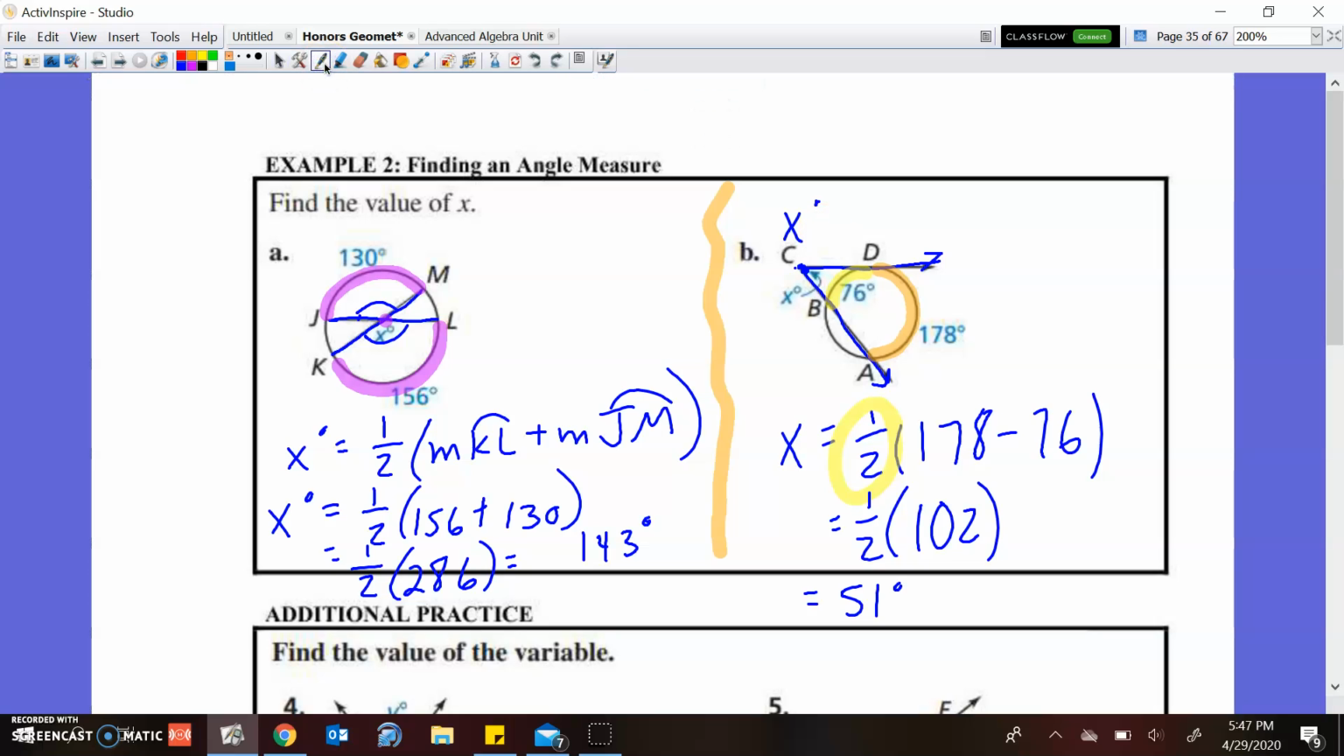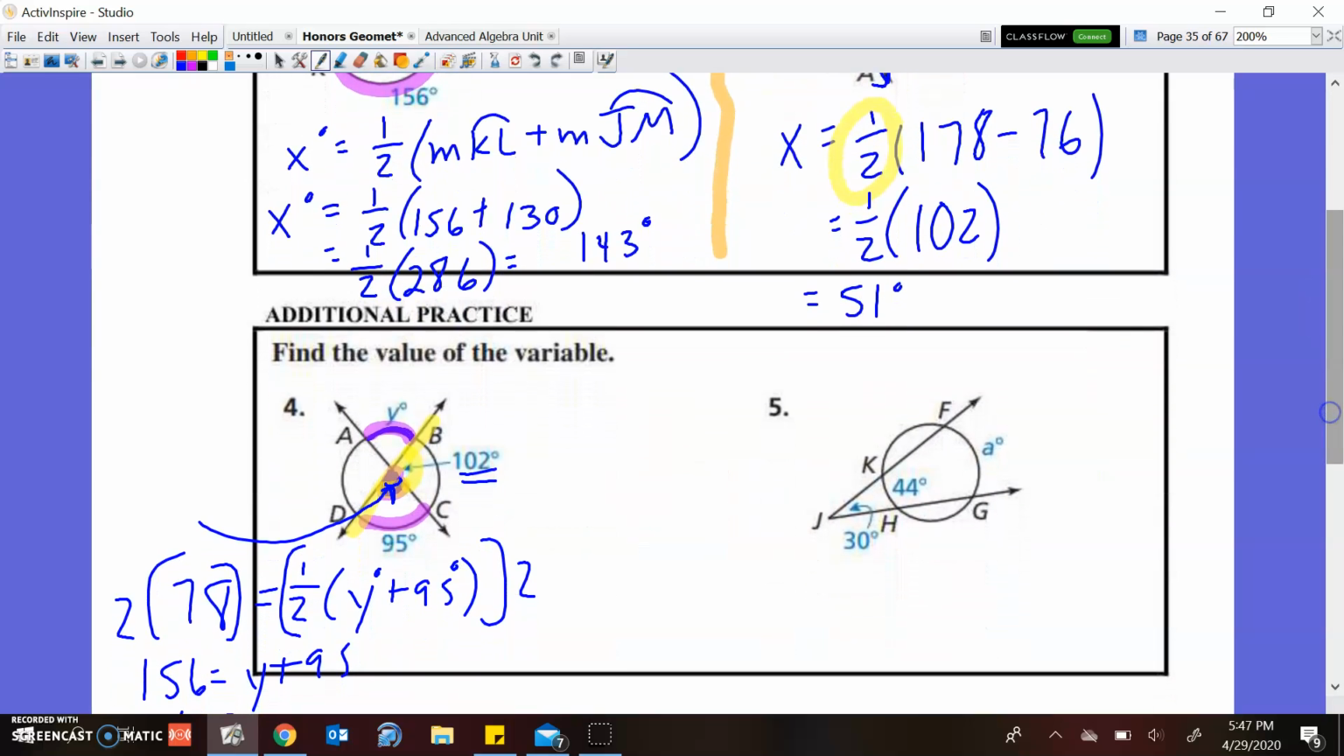Okay, all right. I'm trying to write 51 degrees. There we go. Okay, so let's try the next one.